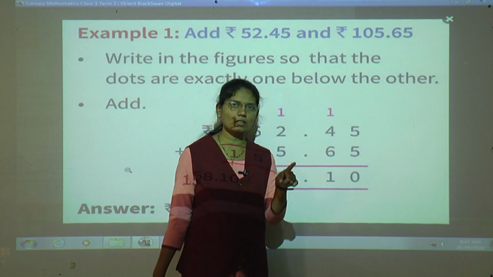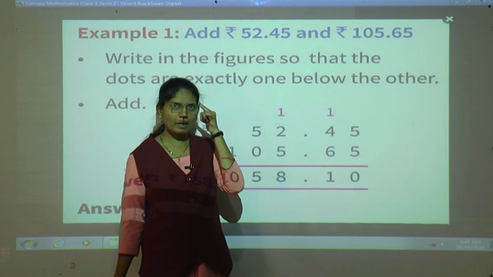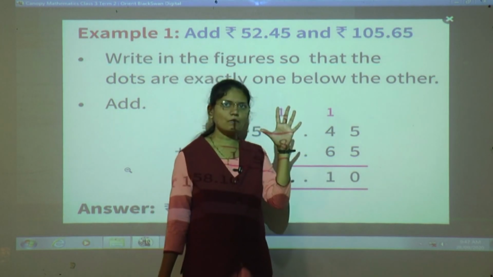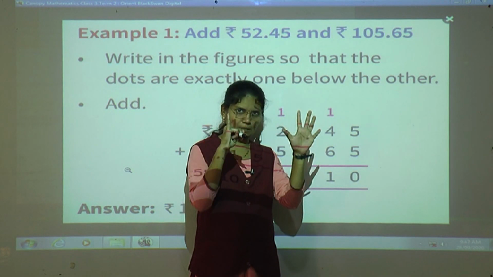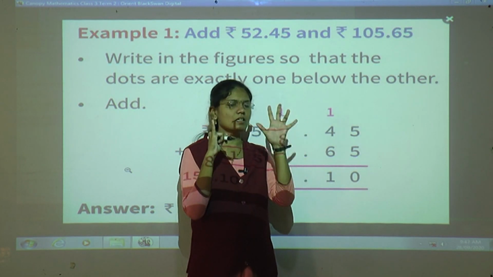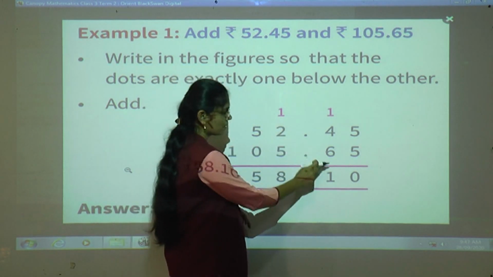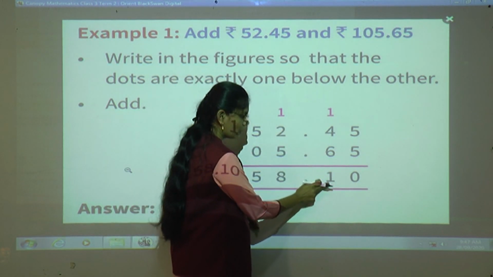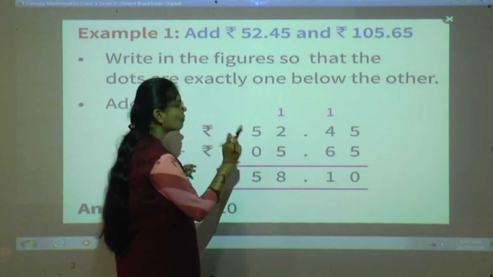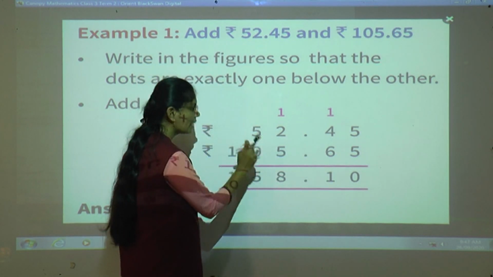That number you take on your fingers. What is there in your mind? 5 is there. Now after 5 you have to count your 6 fingers: 6, 7, 8, 9, 10, 11. So 5 plus 6, 11. So here we will write 1, and the 1 will be carried to the next place.